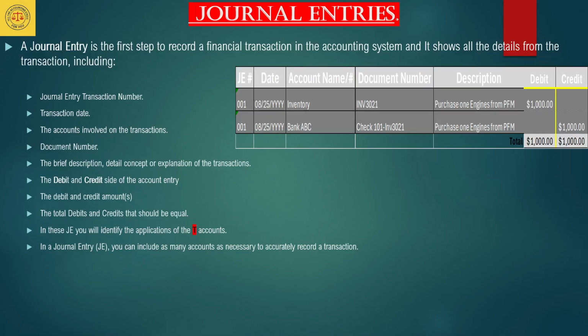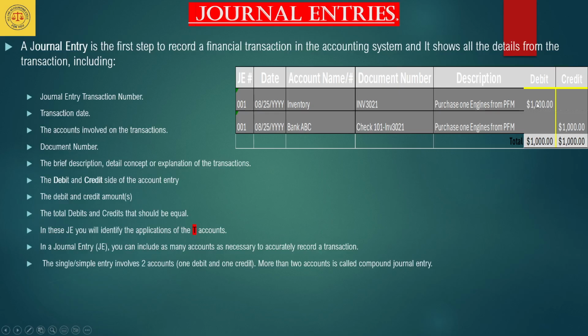In a journal entry, you can include as many accounts as necessary to accurately record a transaction. I already mentioned that one. This is just an example of two entries, right? But it can be hundreds of entries. So there you go. The single or simple entry involves two accounts. It has to be minimum two accounts in a journal entry. It cannot be just one. Okay? That should not happen. It has to be at least two.